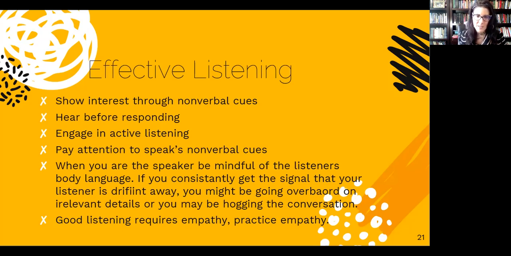Okay, so how do we listen effectively? We show interest through nonverbal cues, which we've talked about already. So leaning in, like, wow, cool, facial expressions, head nods, whatever it is. We hear before responding. And we hear in a way that we're hearing to understand, not hearing to respond. That's a key aspect. I don't understand. Can you help me understand that a little bit more? Tell me more about that. It doesn't quite make sense to me. We really want to understand the person.